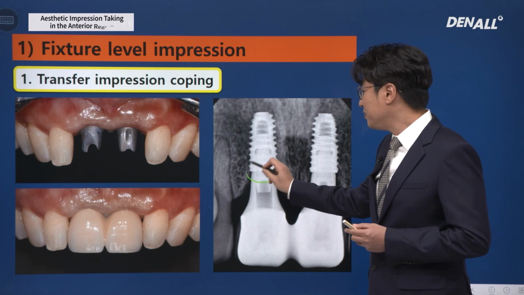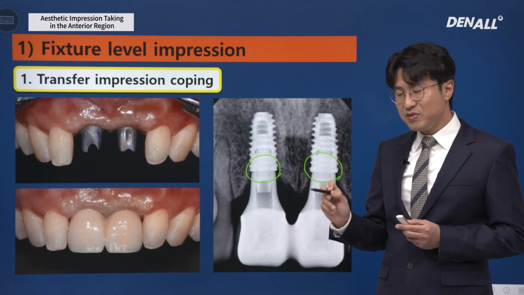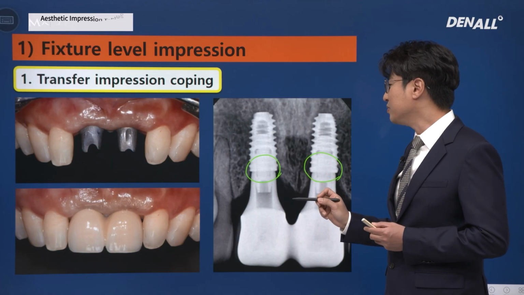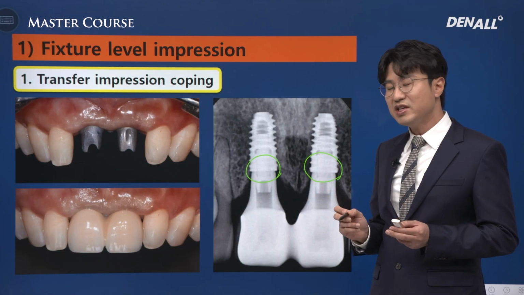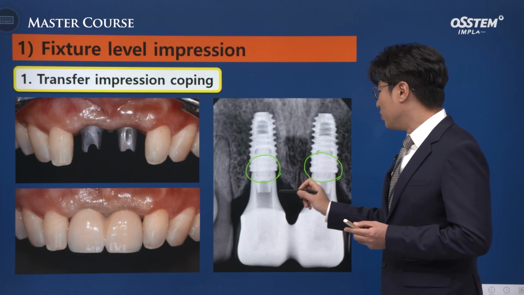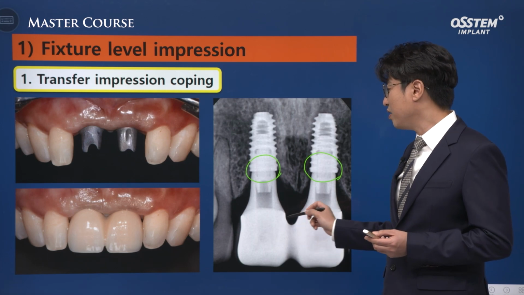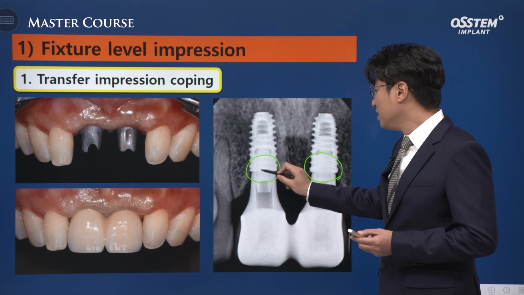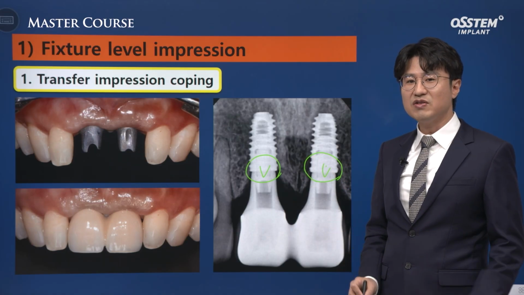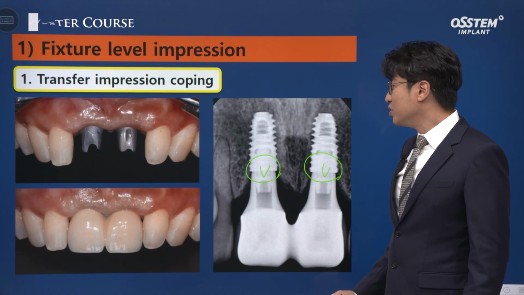In this multiple restoration, the misfit can happen in this area, making it hard to get passive fit. The key to internal implant is the connection. For proper connection, the abutment should be connected first, followed by the cementation of the prosthesis to get the passive fit. If this is extraorally cemented and connected with the screw, passive fit is hard to form in the connection area.